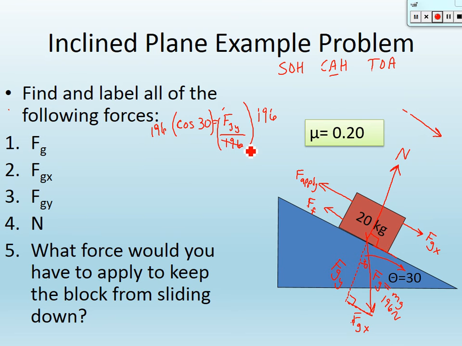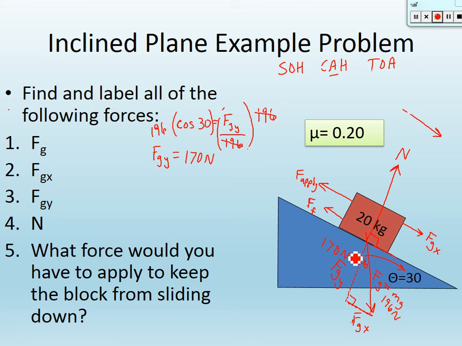Okay, it cancels out on the right side, and so 196 times cosine of 30 is what, Cole? 169.7. Let's round it to the nearest whole number this time. What is that? 170. Okay. So force of gravity in the y is equal to 170. Perfect. Okay, let's label that on our triangle here. This is 170 newtons.